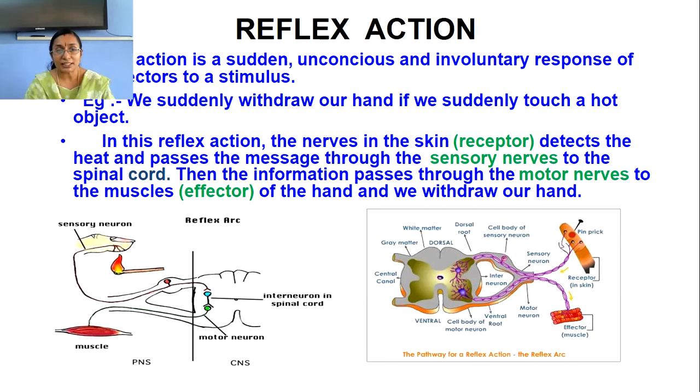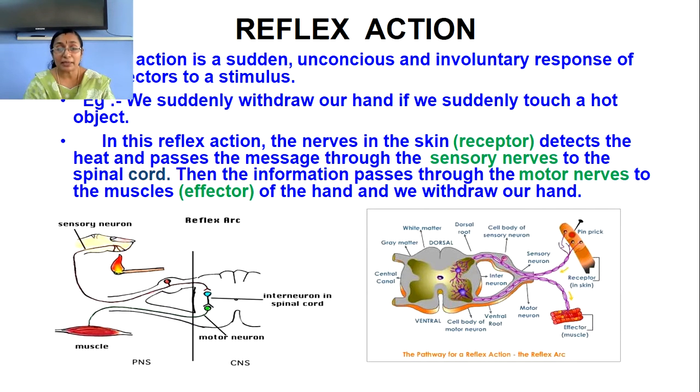Okay, so such type of actions we call reflex action. It is actually a sudden, unconscious and involuntary response. Sudden because it happens suddenly, unconscious because we are not thinking of it, and involuntary because we are not thinking about the action we are going to do, but automatically it is done. An example for this again: if you touch something hot, before you think that it is hot and you have to lift your hand, you would have already lifted your hand.